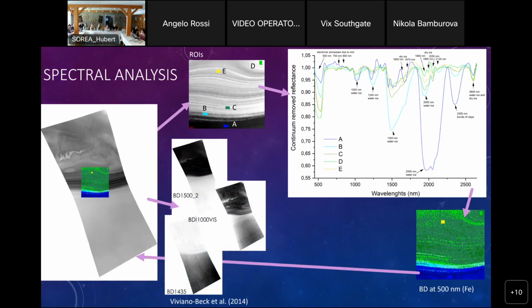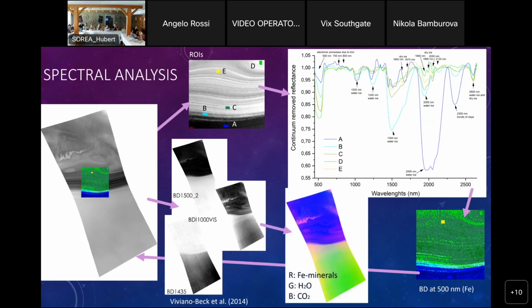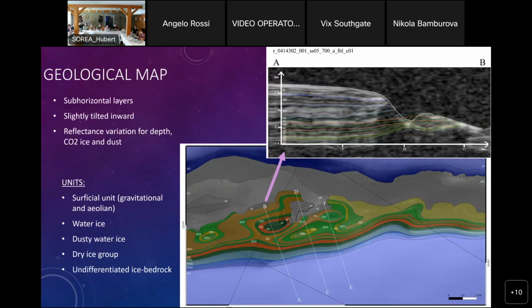So we use the indexes proposed by Viviano and Beck, and thanks to them we produce this first color image, and we see where the different materials are distributed in this area. The following step is the geological map, thanks to GMAP and the tool Mappy. We produce this map, so we mapped not only on the CRISM data, but we extended also to CTX.